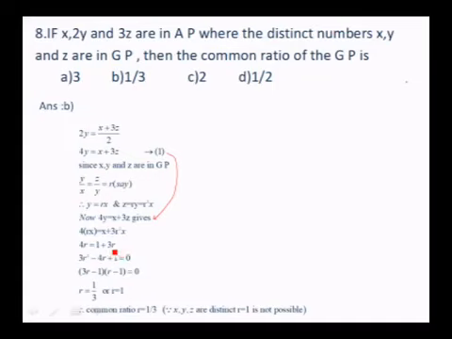Now, cancelling x, you get 4r is equal to 1 plus 3r square, or 3r square minus 4r plus 1 equals 0. If you factorize this, you get r is equal to 1 by 3 or r is equal to 1. Since x, y, z are distinct, I cannot take r is equal to 1. r is equal to 1 is deleted, because if r is equal to 1, then the three numbers x, y and z will be equal. So the best option is r is equal to 1 by 3. So B is the option.